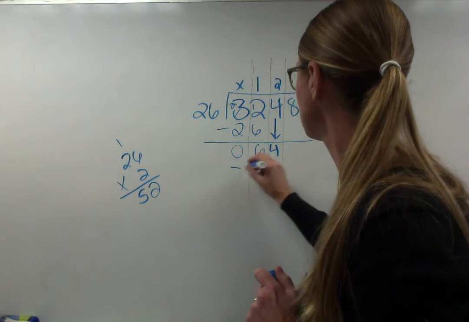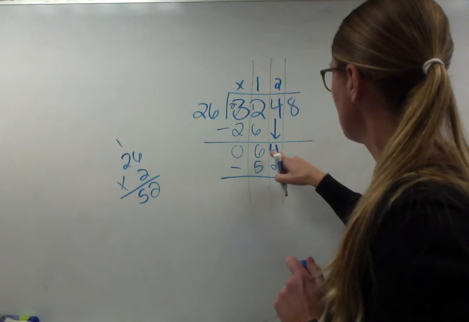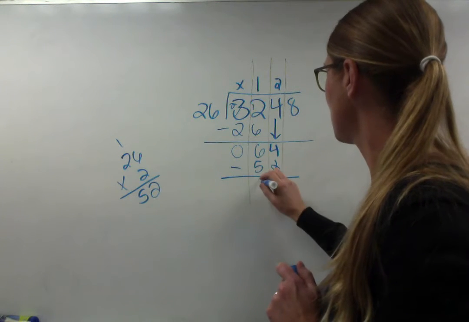And that's 52. So I'm going to subtract 52. 4 minus 2 is 2. 6 minus 5 is 1.